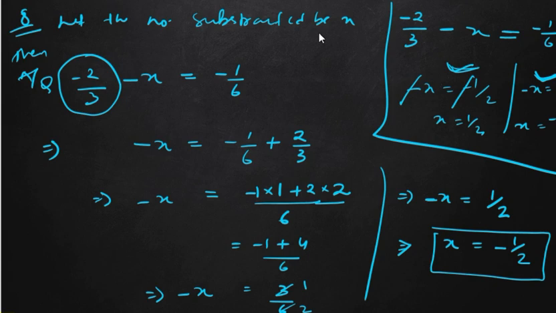Okay. So question number 9 is true and false type. All of you open page number 16, exercise 1b. The question is, state true or false. The difference of two rational numbers is always a rational number. Obviously this is true, because if we subtract any two rational numbers, the result will again be a rational number only. So this statement is correct.